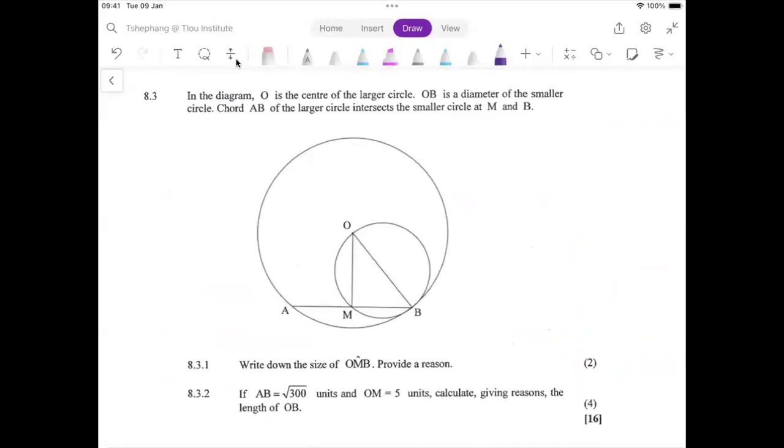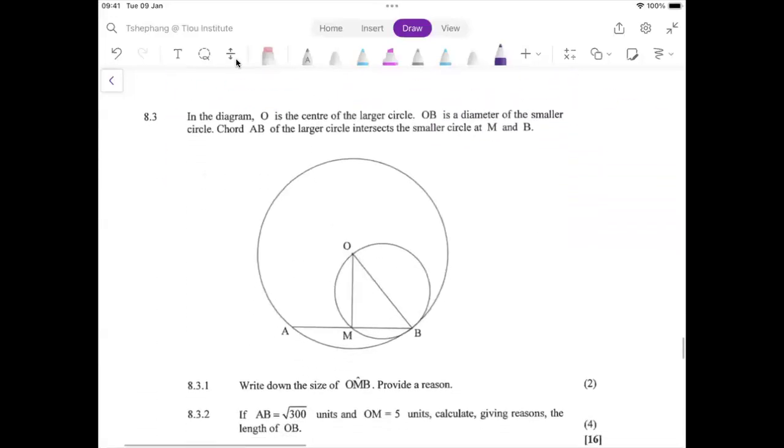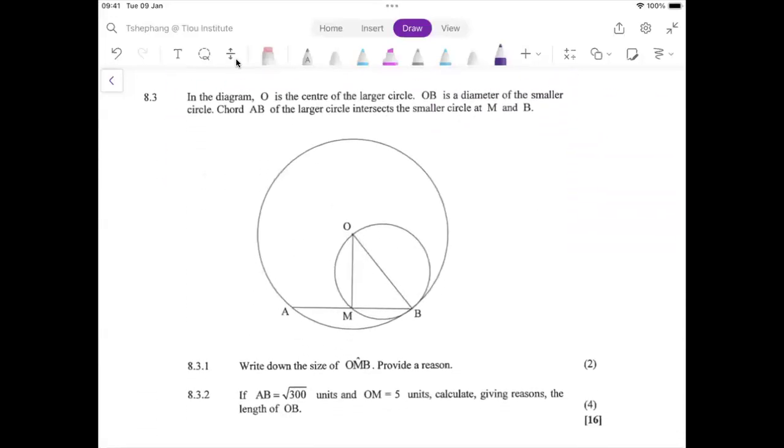Okay. Now, in the diagram, hope we're done with that one. Yes, we are done. Okay, so in the diagram O is the center of the larger circle, and OB is the diameter of the smaller circle. Chord AB of the larger circle intersects the smaller circle at M and B. So this is very important. OB is the diameter of the smaller circle, meaning that immediately I can say 90 degrees. Angles in a semicircle.